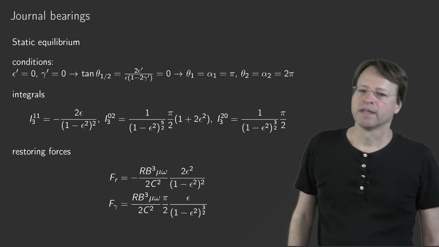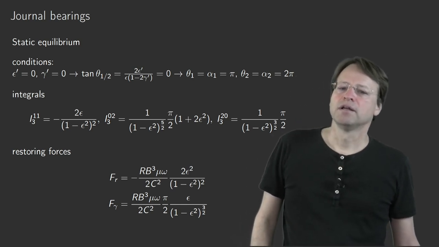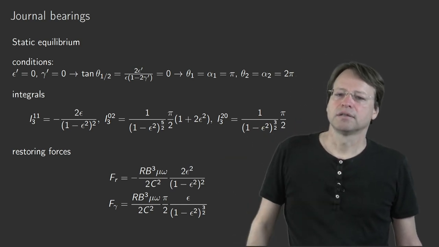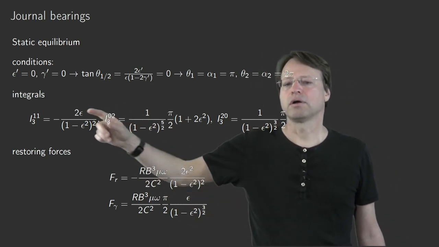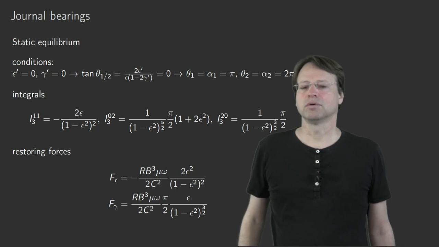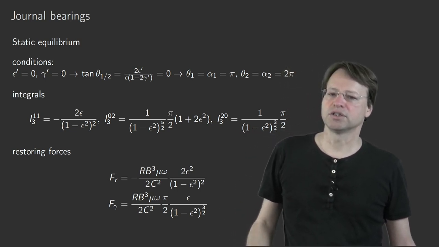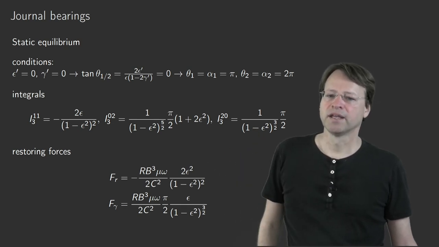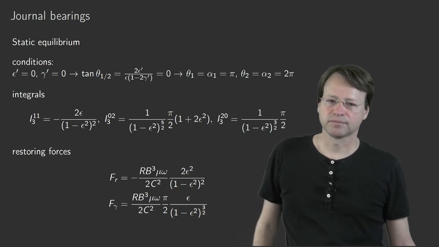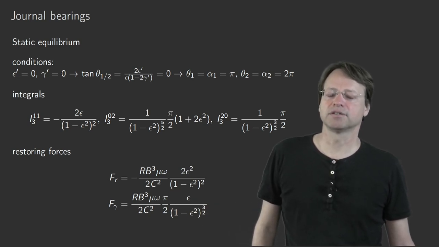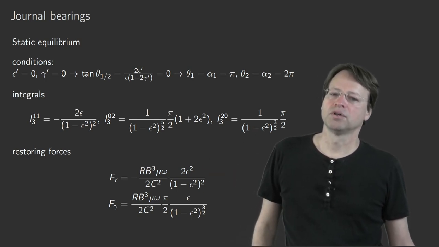I skip the computations because they are technical. You evaluate the terms including either I311 and I302 or I311 and I320 with the appropriate coefficients, of course. If you do the computations, you will end up with the following result that shows that F sub R and F sub gamma, our forces in the radial and circumferential direction, are just functions of epsilon.